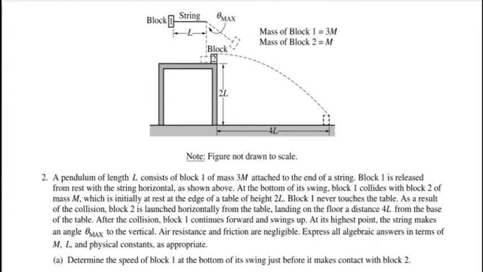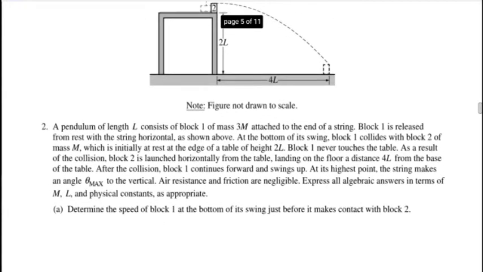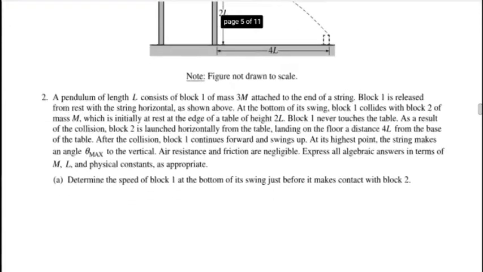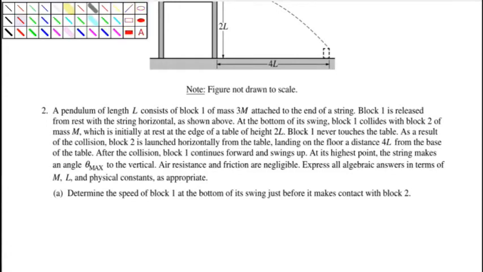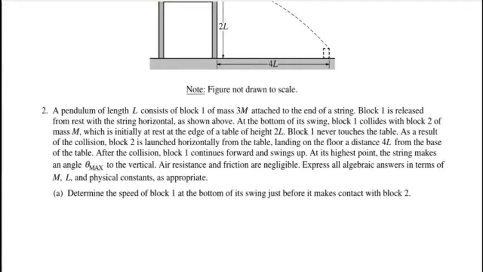So part A of this is asking us to determine the speed of block 1 at the bottom of its swing just before it makes contact with block 2. So part A is a potential energy to kinetic energy solution where we find the speed of the block using the change in kinetic energy. So why don't we write this out here? In fact, we'll slide down a little bit.